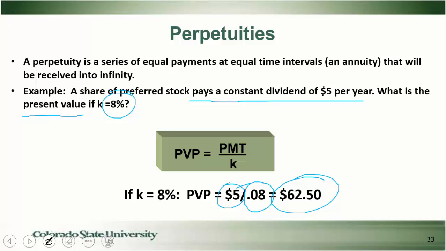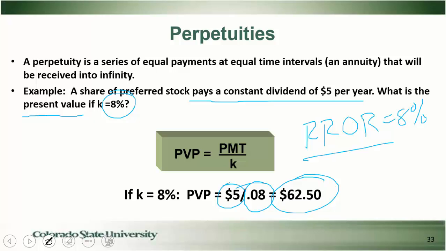So to interpret this, what this means to us in finance is that if as an investor my required rate of return is 8%, that share of preferred stock is worth to me $62.50. In other words, I would be willing to pay up to $62.50 to invest in that, because if I do pay $62.50, I will receive my required return.